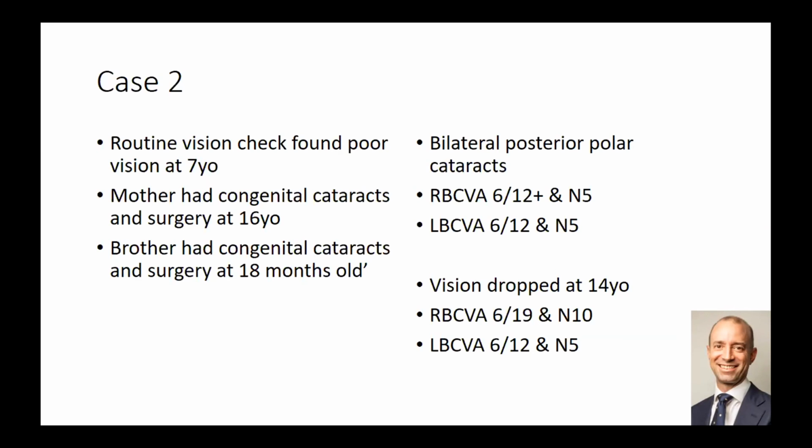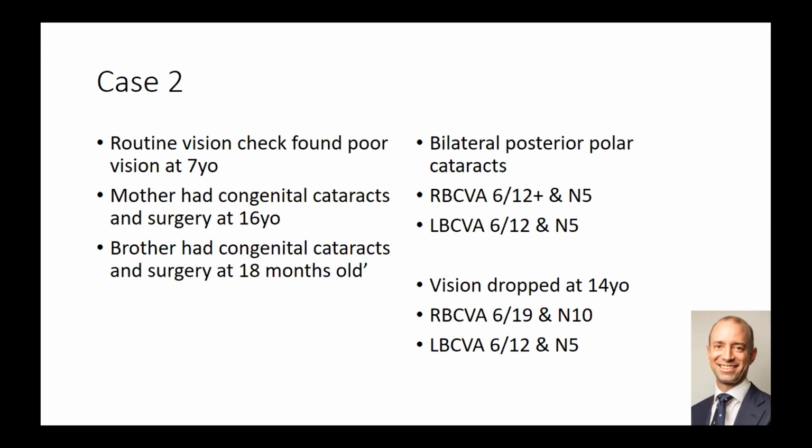This patient had bilateral posterior polar cataracts. The visual acuity at the time was just better than 6/12 in the right eye and 6/12 in the left eye, but very importantly with normal accommodation, N5 in both eyes. So the patient was watched, and there was a reluctance for surgery despite the family knowing so well the risks and benefits of surgery, and the parents and the family in their other child had a very good outcome.